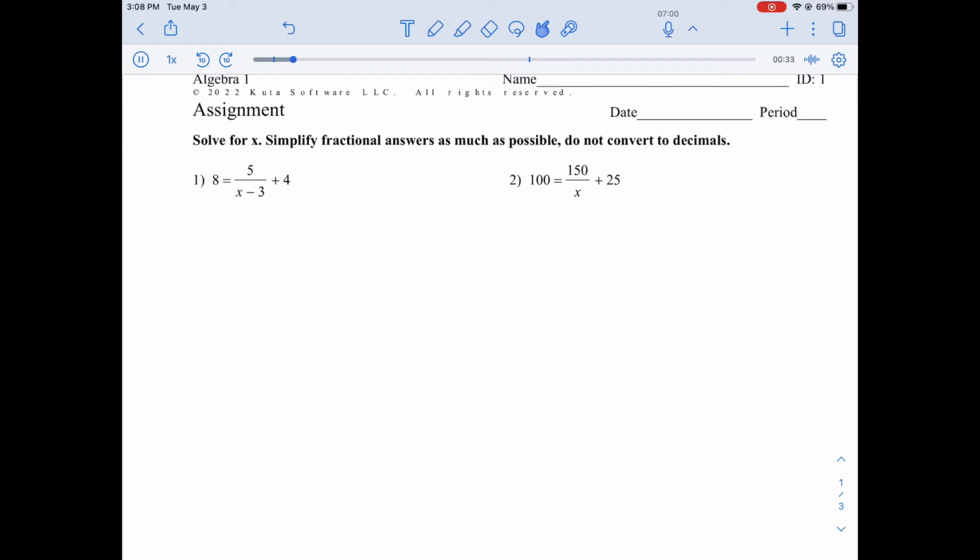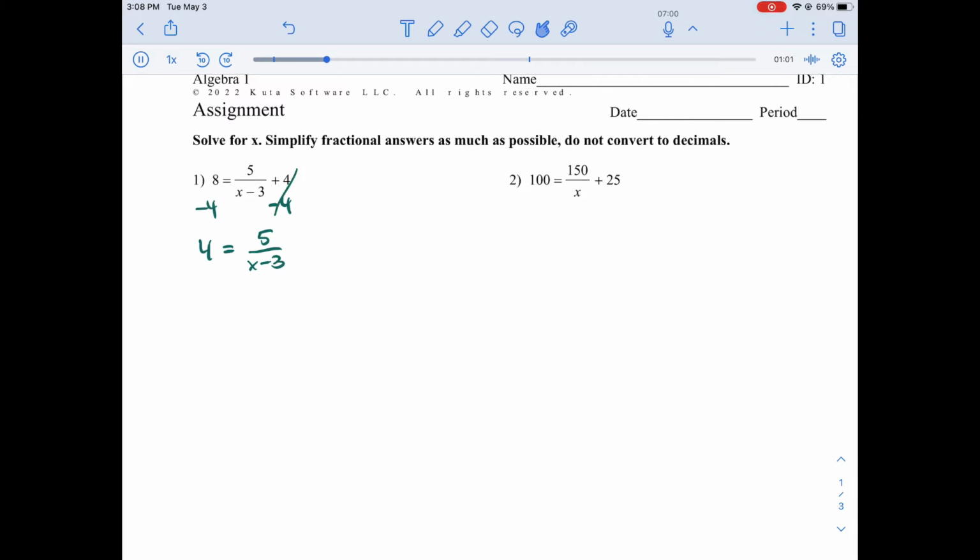All right, so let's get started with number 1. Right now we have a fraction and it has 4 added to it. So I need to isolate that fraction before I can get the x out of it. So I'm going to subtract 4 from both sides. 4 minus 8 is negative 4, and 4 minus 4 is 0.